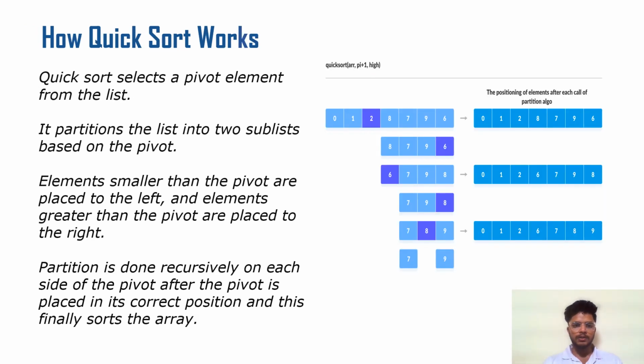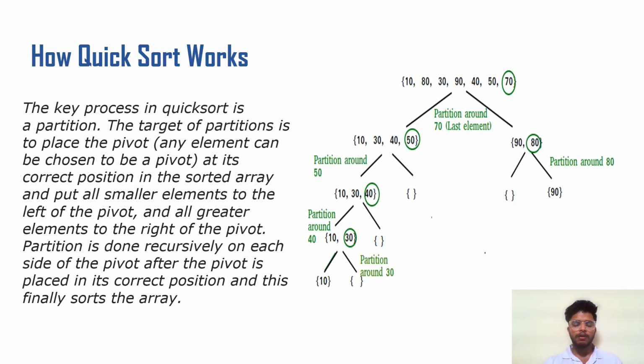How quicksort works. Quicksort selects a pivot element from the list. It partitions the list into two sublists based on the pivot. Elements smaller than the pivot are placed to the left and elements greater than the pivot are placed to the right. Partition is done recursively on each side of the pivot after the pivot is placed in its correct position, and this finally sorts the array.